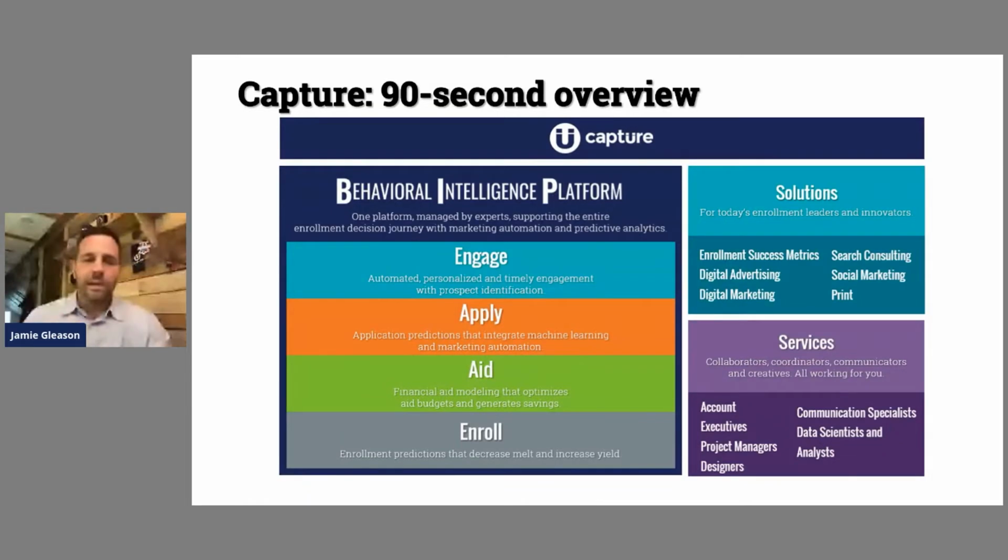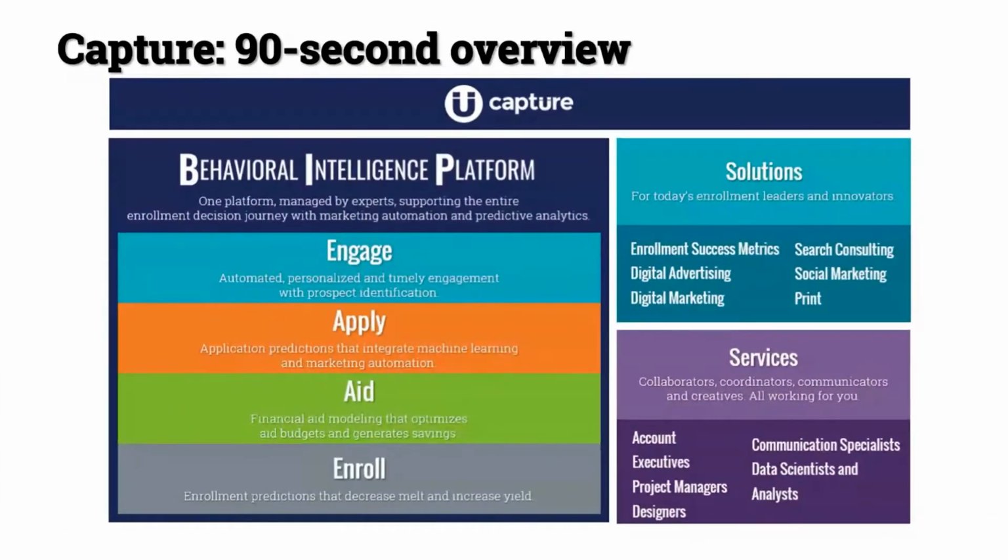So first, let me just give the 90-second overview on what these pieces are. The behavioral intelligence platform that we talk about at Capture consists of 4 primary areas: engage, apply, aid, and enroll. And as you can see, that incorporates the span of the enrollment funnel. Capture uses the behavioral intelligence that we see from users and the predictive modeling insights that we have from previous enrollment cycles, and we apply them to understand what is the most critical interaction that this student needs right now in order to take the next step.